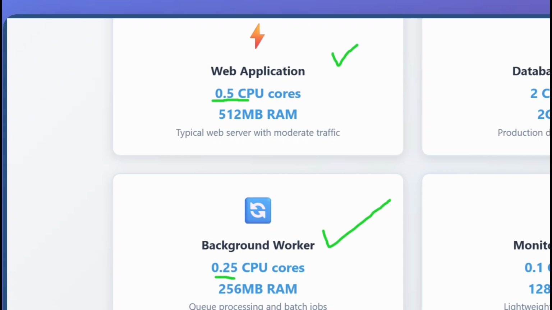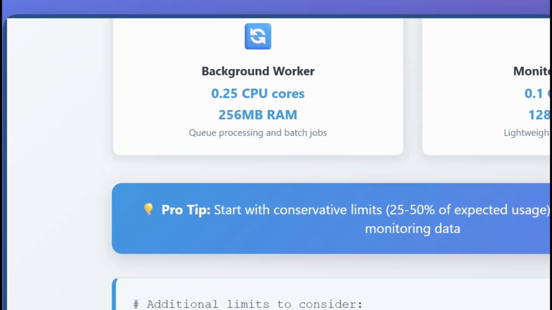And the fourth one is monitoring services. It requires only 0.1 CPU cores and 128 MB of memory, and it is suitable for lightweight agents for metrics and health checks. Here is one small point for you. Start with a conservative limit like 25 to 50% of expected usage and scale up based on the monitoring data. As I said earlier, this completely depends on the use case and the actual task done by that container.